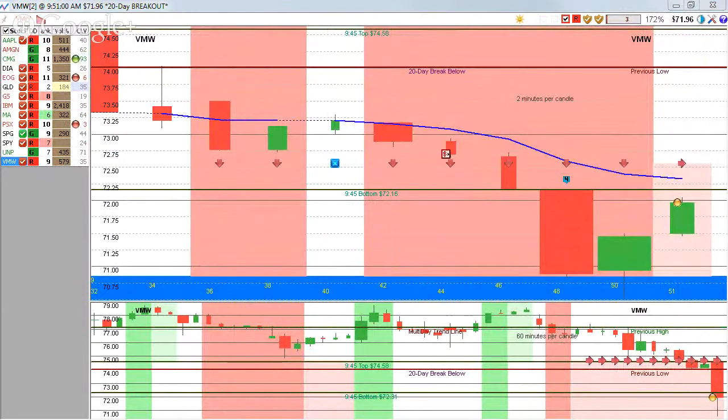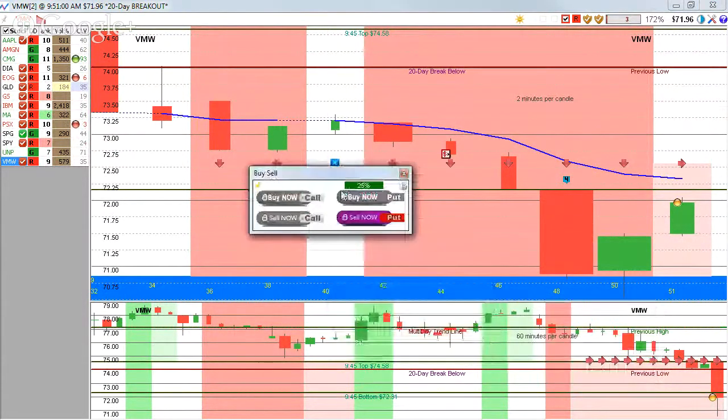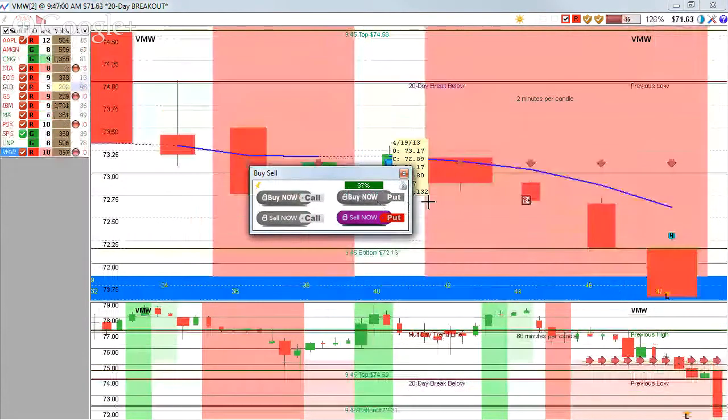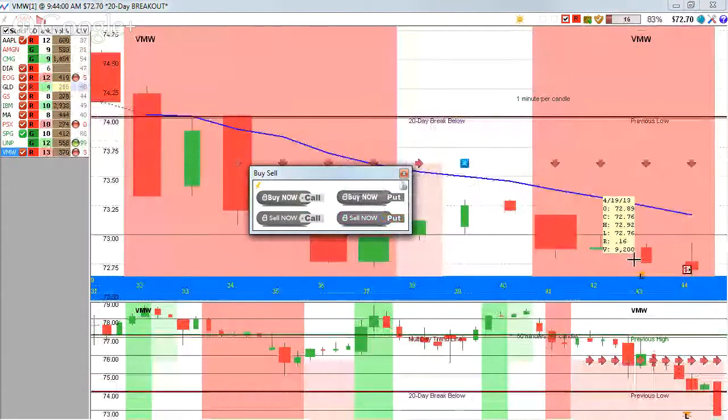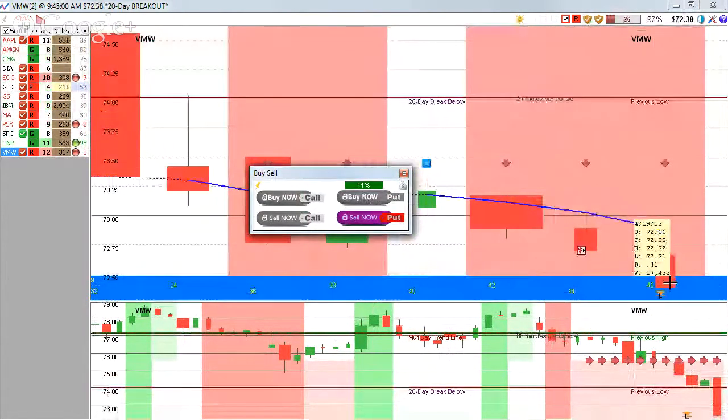And you can see here, I'm going to bring up the window that shows you how your profit is. It's 25% right now. I'm going to back up a bit. When we got in, there's no profit. At 11% in 1 minute.